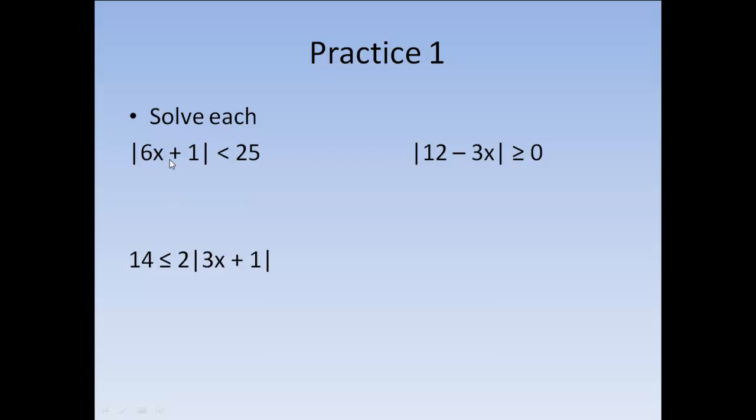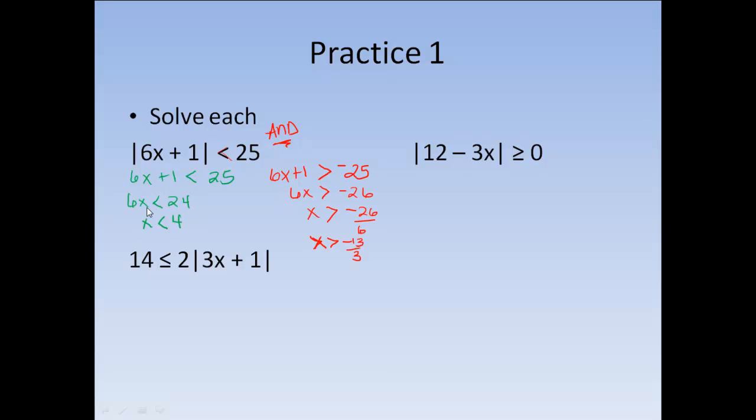Okay, here's our first set of practice ones. It says solve each. So this first one, the absolute value of 6x plus 1 is less than 25. I have to set up two separate inequalities, and the first one is going to be just like the original, only I take off the absolute value signs. The second one is still going to be 6x plus 1, but now I have to flip the sign and change it to a negative 25. Now, before I continue, I'm going to decide, is this going to be an and or an or? Well, my inequality is pointing at the absolute value sign, so I know that this is going to be an and inequality. Then I need to go through and I need to solve each of these inequalities.